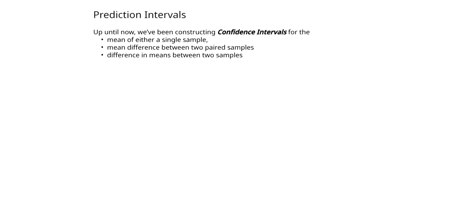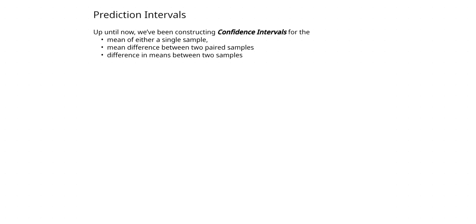And in that case, the confidence interval is based on the average of the differences in the before and after of those paired samples. And then we've also looked at the difference in means between two samples. So are the samples different enough to say that they're different? And that's an important distinction between the mean difference of paired samples and the difference in means. So make sure you go back and check that out, know the distinction there.